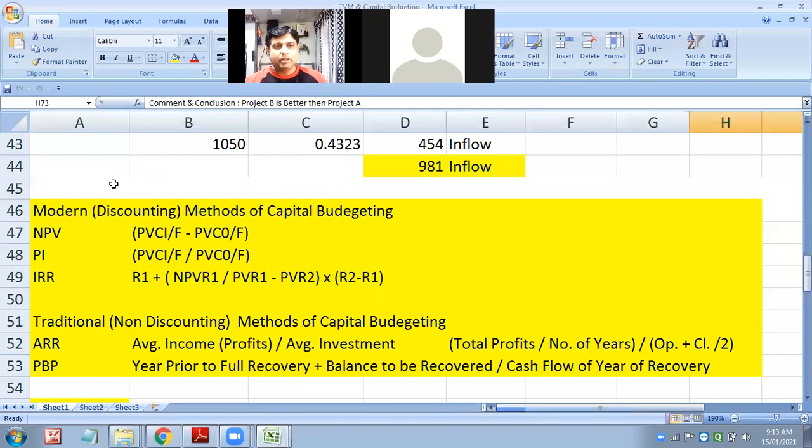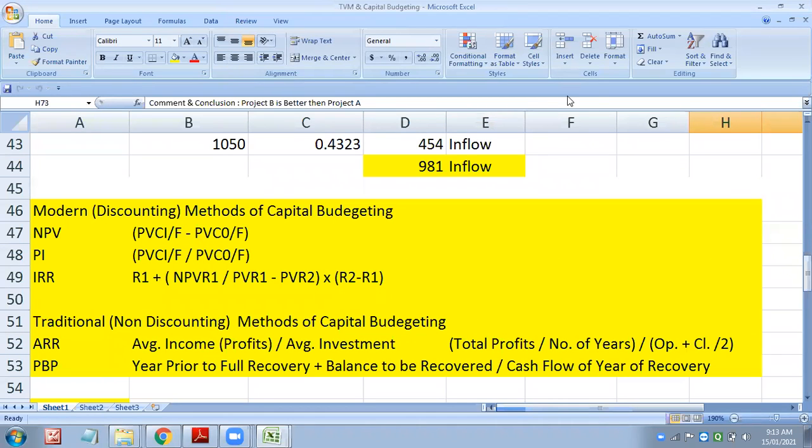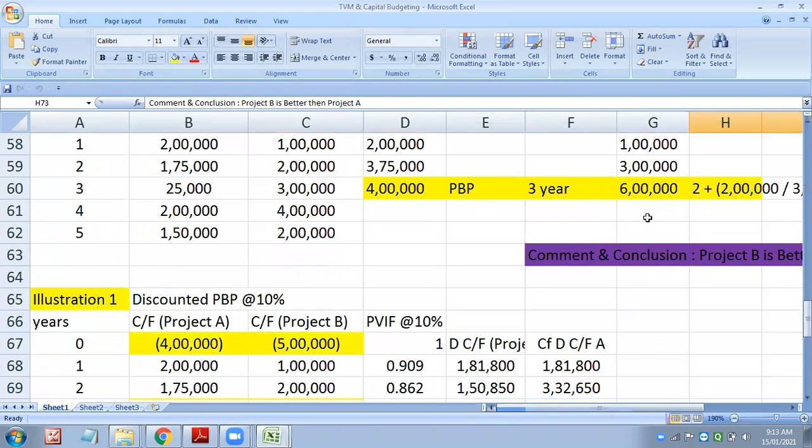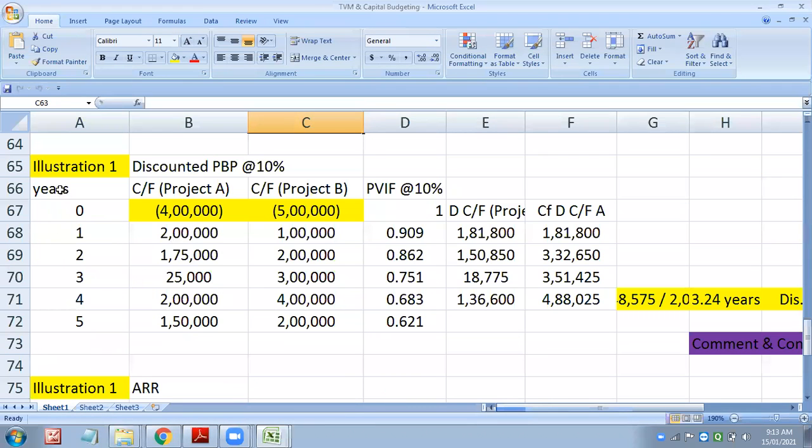Now in the modern method, as I told you earlier also, we have to take into consideration the present value interest factor. We have to get the present value of future money. So today we will have all three modern method practice, and then this chapter will be over. And there will be an assignment of the remaining questions. So let us take this as an example.